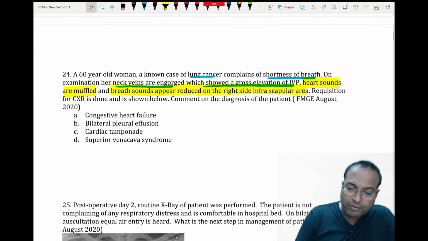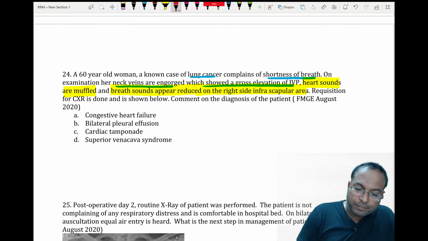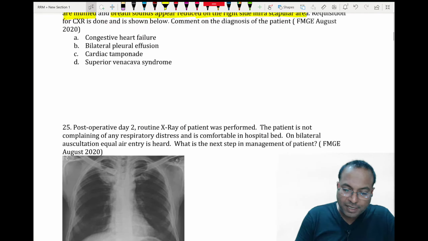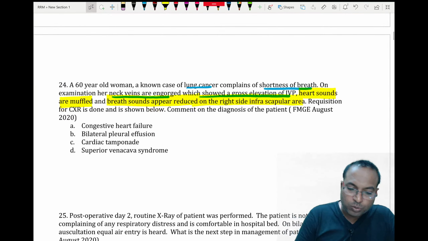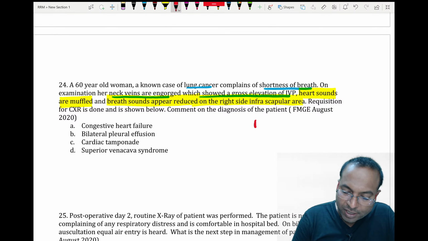Comment on the diagnosis of the patient. So this is a case of... okay, sorry, the image is missing here. The image is shown here, so this question is heart sounds are muffled. So please remember the triad here. What is Beck's triad?